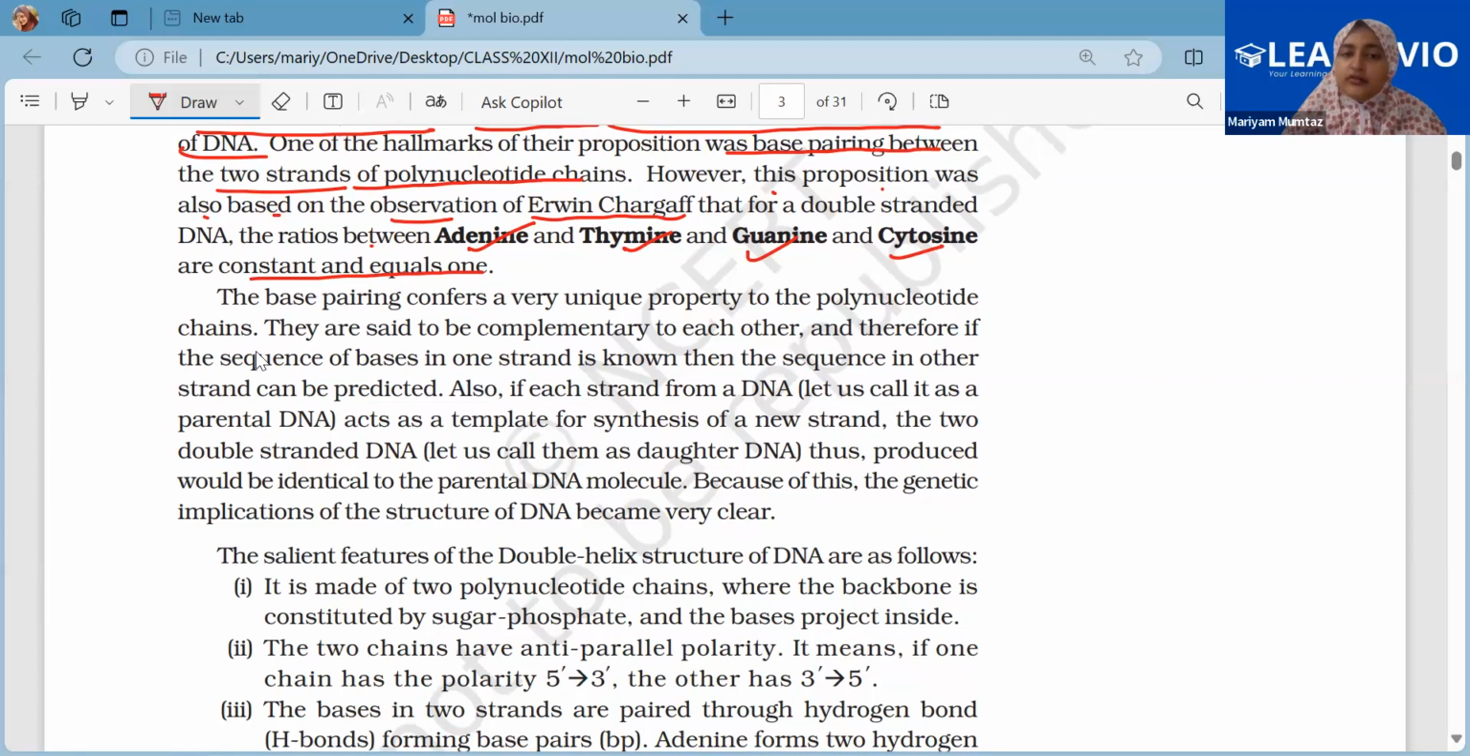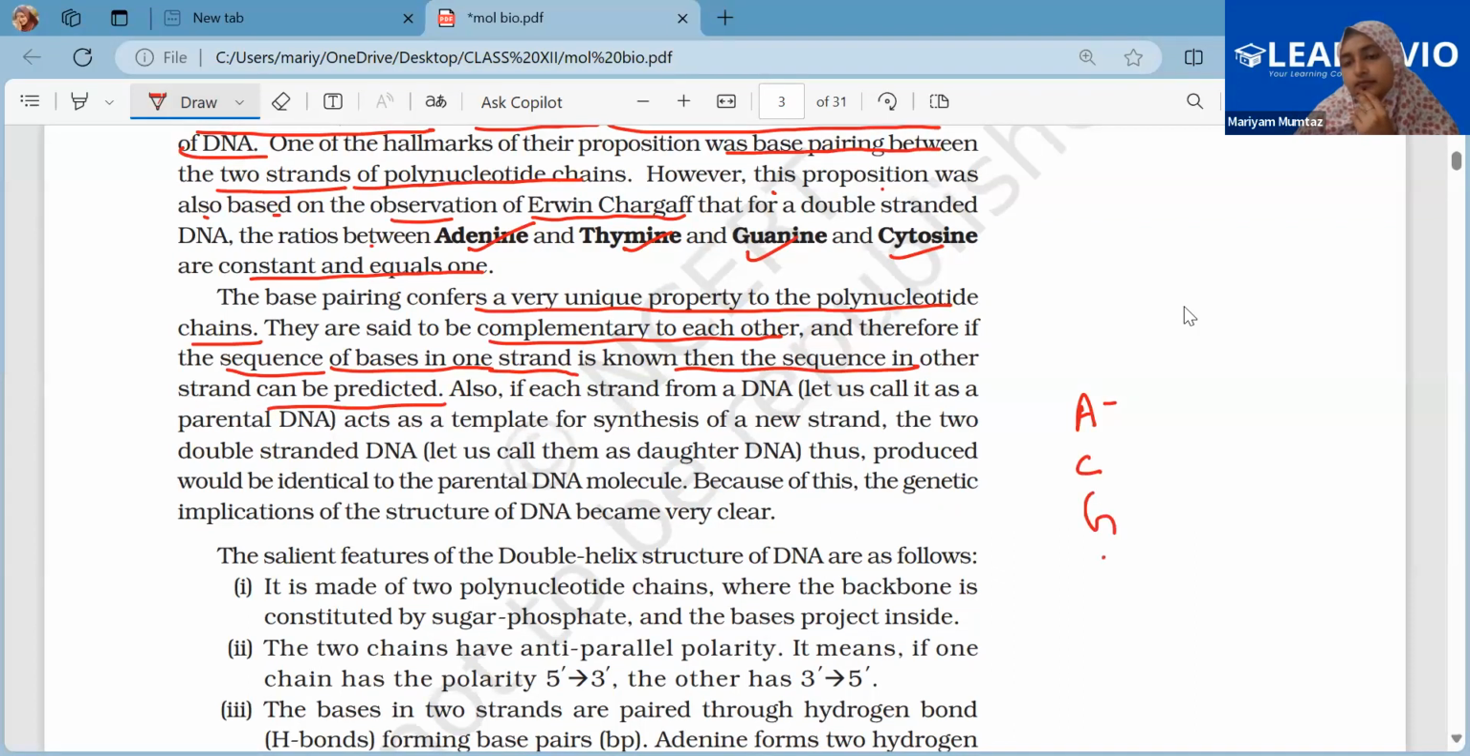Now, the base pairing confers a very unique property to the polynucleotide chains. They are said to be complementary to each other, and therefore, if the sequence of bases in one strand is known, then the sequence in the other strand can also be predicted, because we know that adenine will always pair up with what? Tell me. Adenine pairs up with thymine. And how many bonds are there in between? 2.